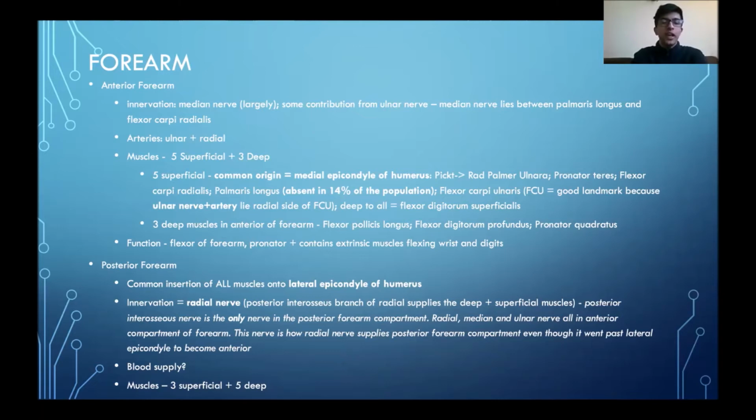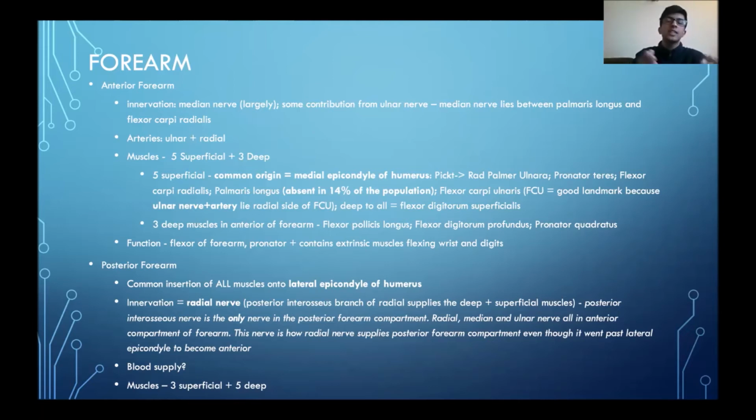Posterior forearm. All of these muscles insert to the lateral epicondyle of the humerus. So you don't actually need to memorize all the muscles and then the insertion. Just memorize the common insertion of all the muscles. The innervation, we already said, radial nerve, okay? Radial nerve. Particularly, it's actually called the posterior interosseous nerve of the radial nerve, which is a branch. So the thing to remember is radial nerve. If you want to go extra, remember posterior interosseous nerve, you can.